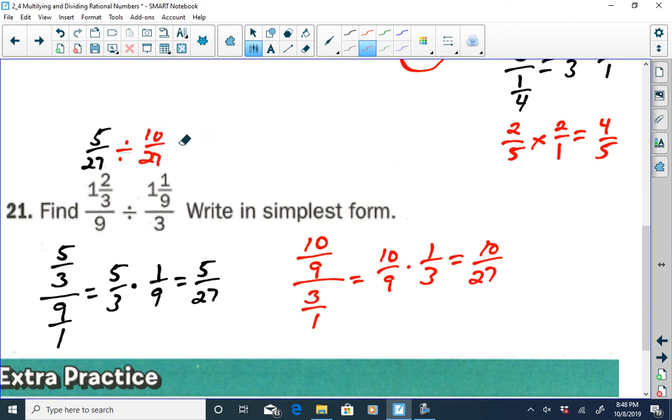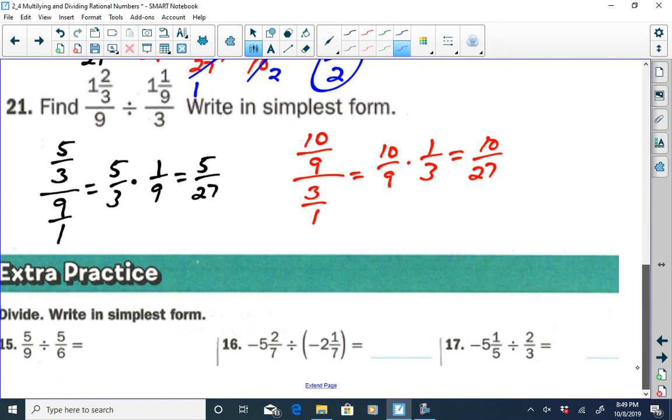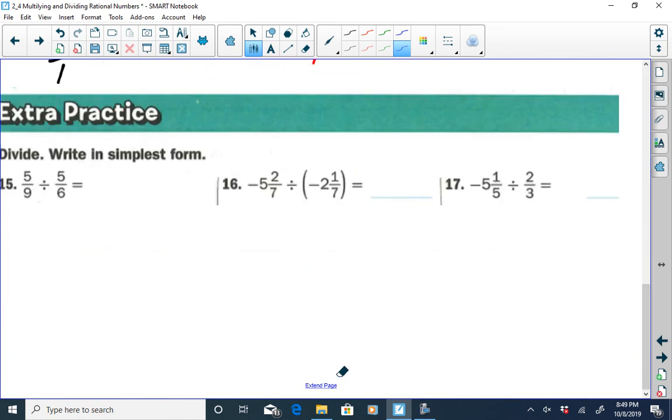We multiply by the reciprocal, right? So that's going to be 5 over 27 times 27 over 10. All right, well that's real friendly. We divide out, that's going to be 1 and 1. Divide out by 5, that becomes 1. That becomes 2. So we do all of that math, and we wind up with 1/2 as our answer. All right. A couple more left.